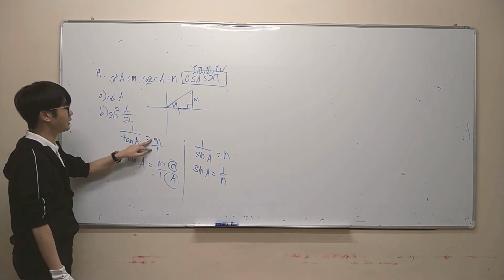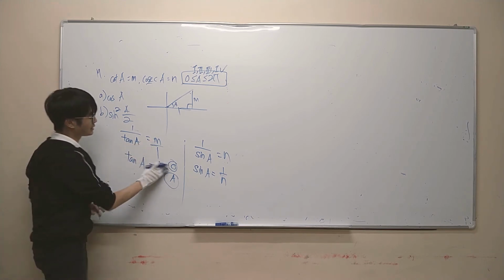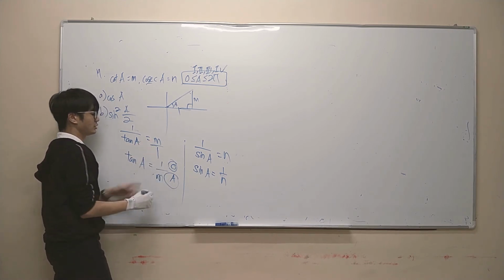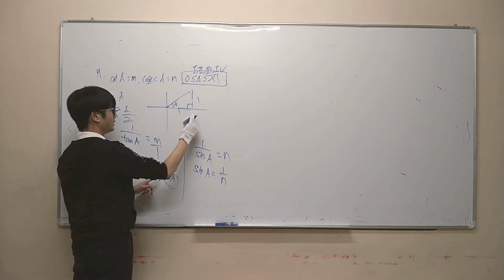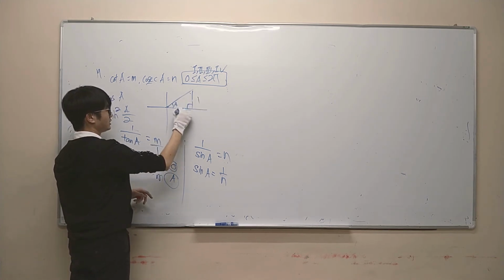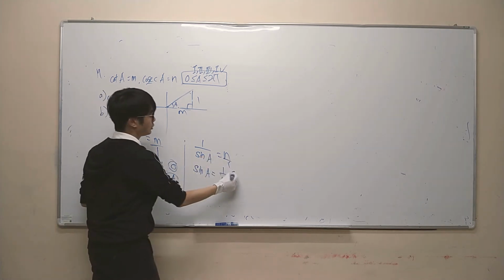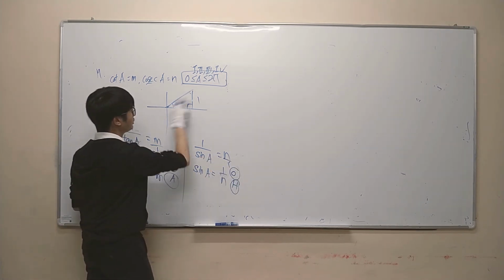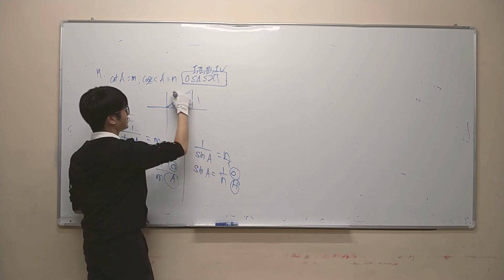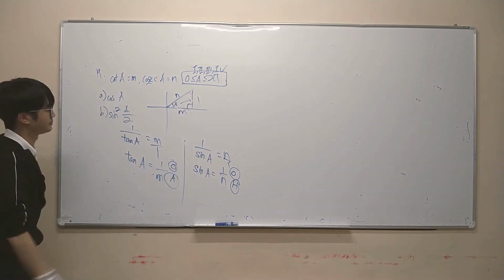What is this? Mistake. Sorry. m over 1 flipped is 1 over m already. Okay, sorry. So opposite is 1. Adjacent is m. Okay, sorry, mistake. So this one, n over 1 flipped is 1 over n. So this one is opposite over hypotenuse. So the opposite is still 1. Okay, right. Hypotenuse is n. Oh, okay, like that.